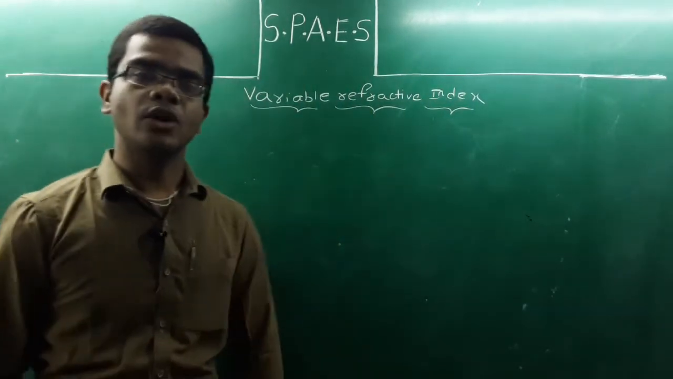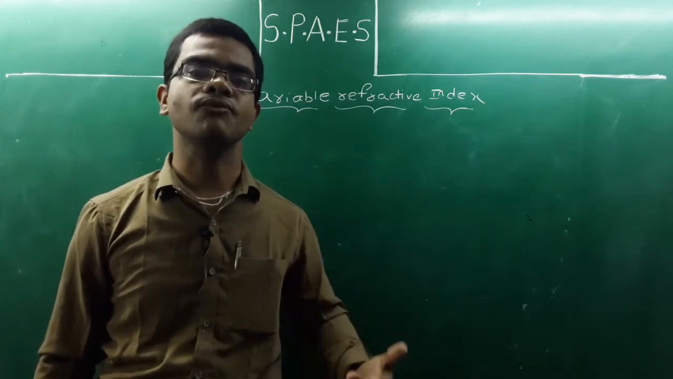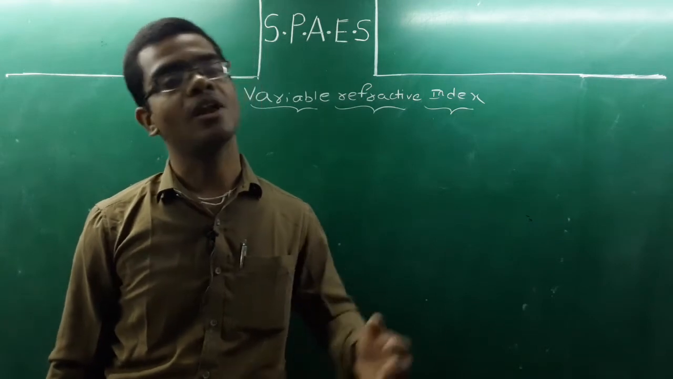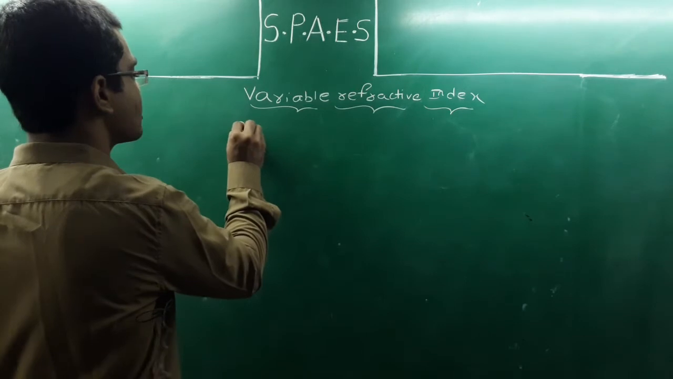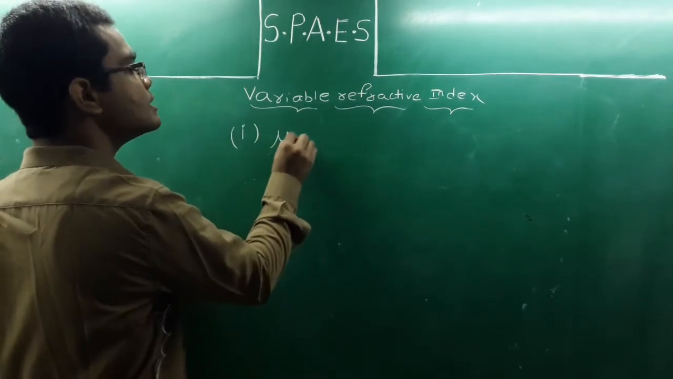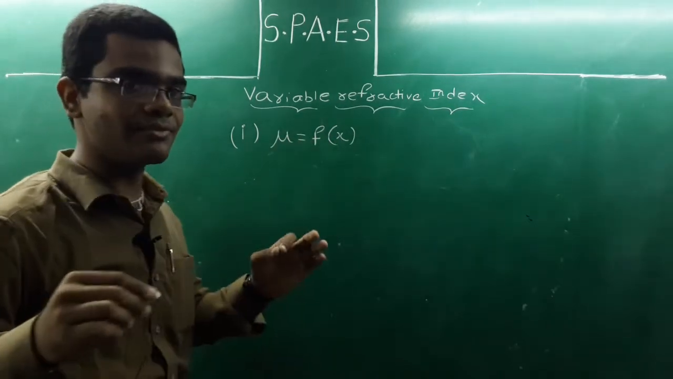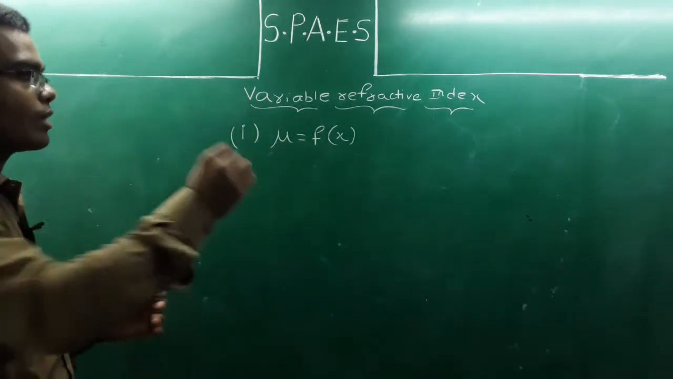So generally we take only two cases: the refractive index varying along the x-axis and the refractive index varying along the y-axis. Let's take the first case, that is mu is equal to f of x. That means the refractive index is varying along the x-axis. So let's see what's going to happen.